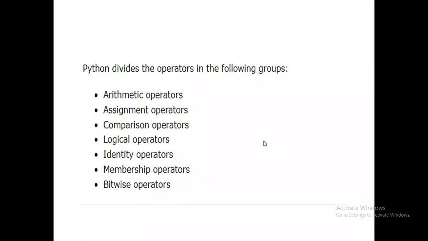Good morning, guys. In the last lecture, we saw the arithmetic operators, but we have other operators in Python: assignment operators, comparison operators, logical operators, identity operators, membership operators, and bitwise operators. After that, we'll see the precedence of operators, that means which operators are given the highest priority and which are given comparatively less priority. That is what we are going to discuss in this Python lecture.